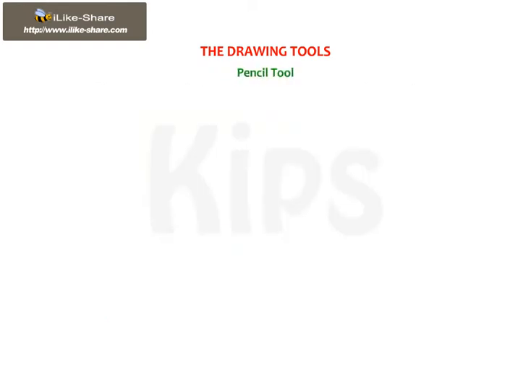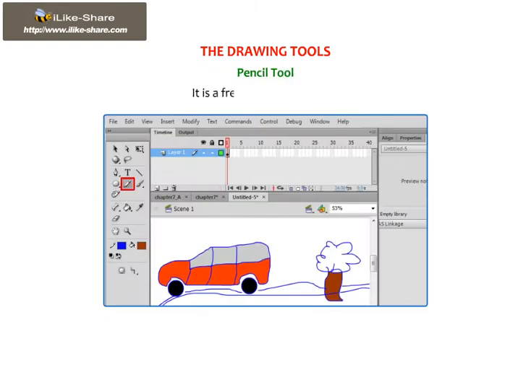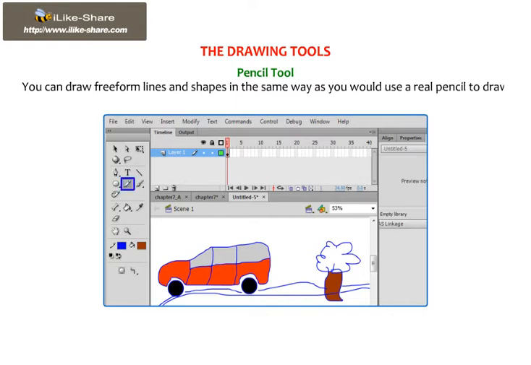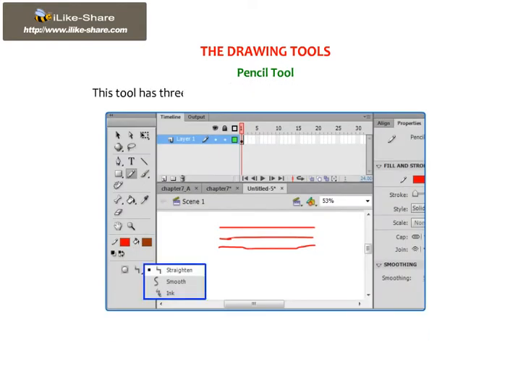Let's now talk about the pencil tool. It is a freehand drawing tool. You can draw free-form lines and shapes in the same way as you would use a real pencil to draw any figure on the canvas. This tool has 3 different modifiers: straighten, smooth and ink.